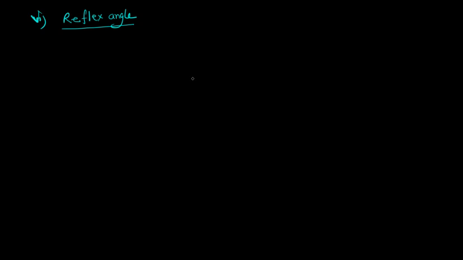Reflex angle. So what is called a reflex angle? The angle whose measurement is more than 180 degrees but less than 360 degrees. Those types of angles are called reflex angles. Say we have some points here and some points here. So this is O, the starting point. This is one ray and this is another ray.